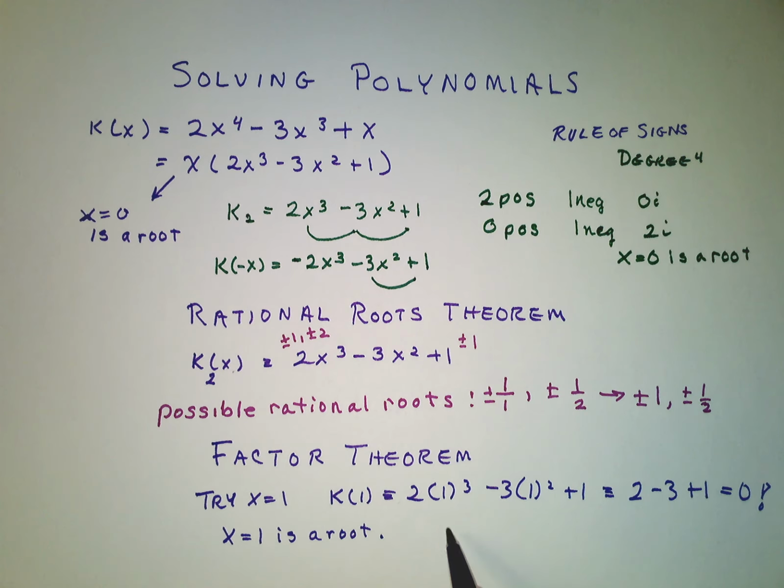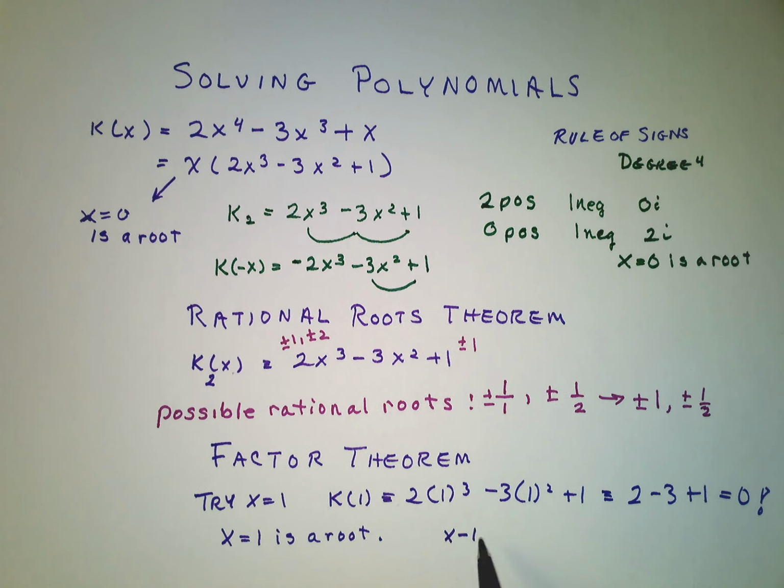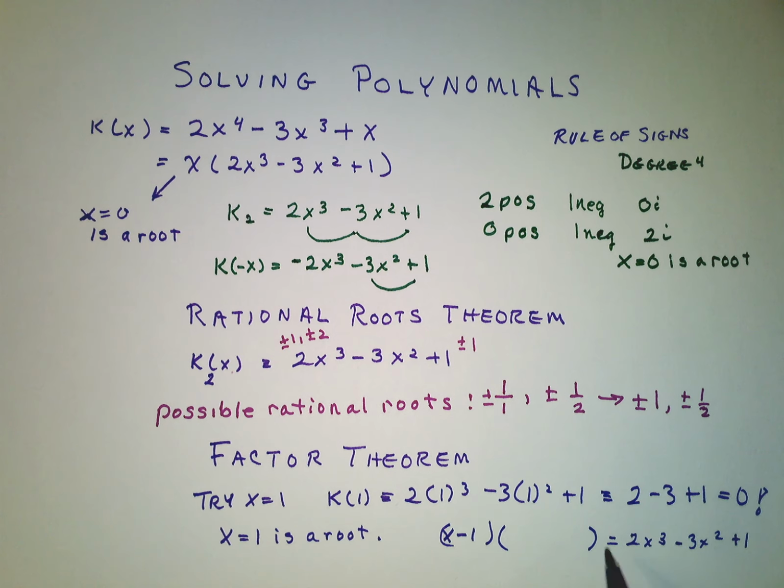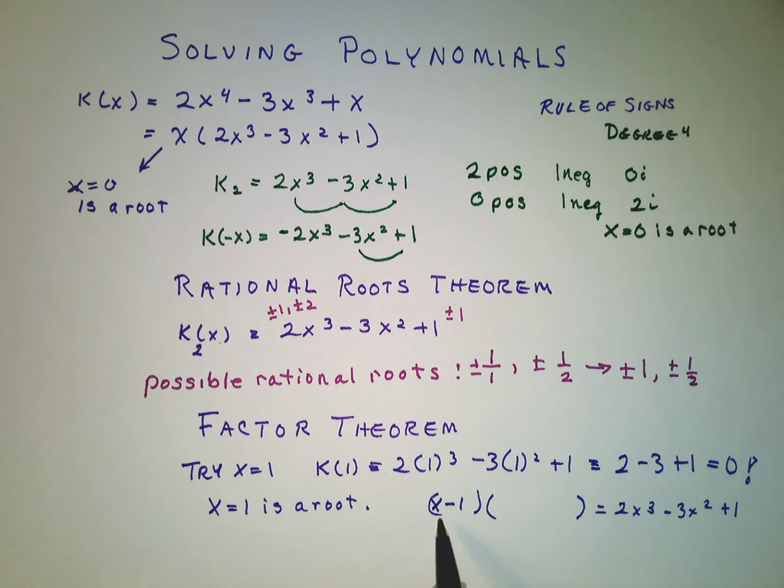So if this is a root, that means x minus 1 is a factor. We can take x minus 1 times some mystery polynomial, and it's going to come out to 2x cubed minus 3x squared plus 1. One way to find out this mystery factor here that goes with the x minus 1 is to do division. We can do long division, we can do polynomial division, and because this is a 2-term leading coefficient 1, it qualifies for synthetic division, which is just wonderful stuff.